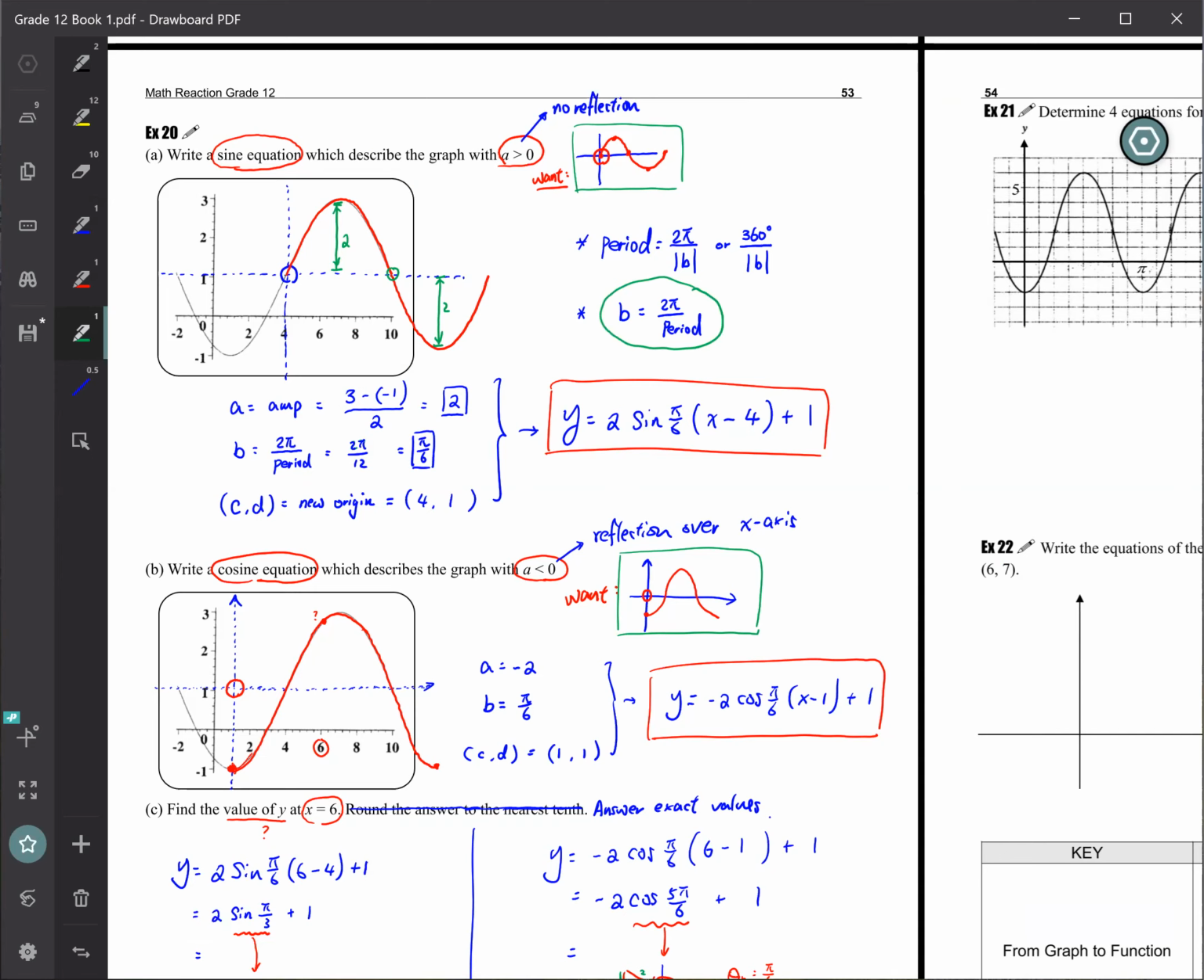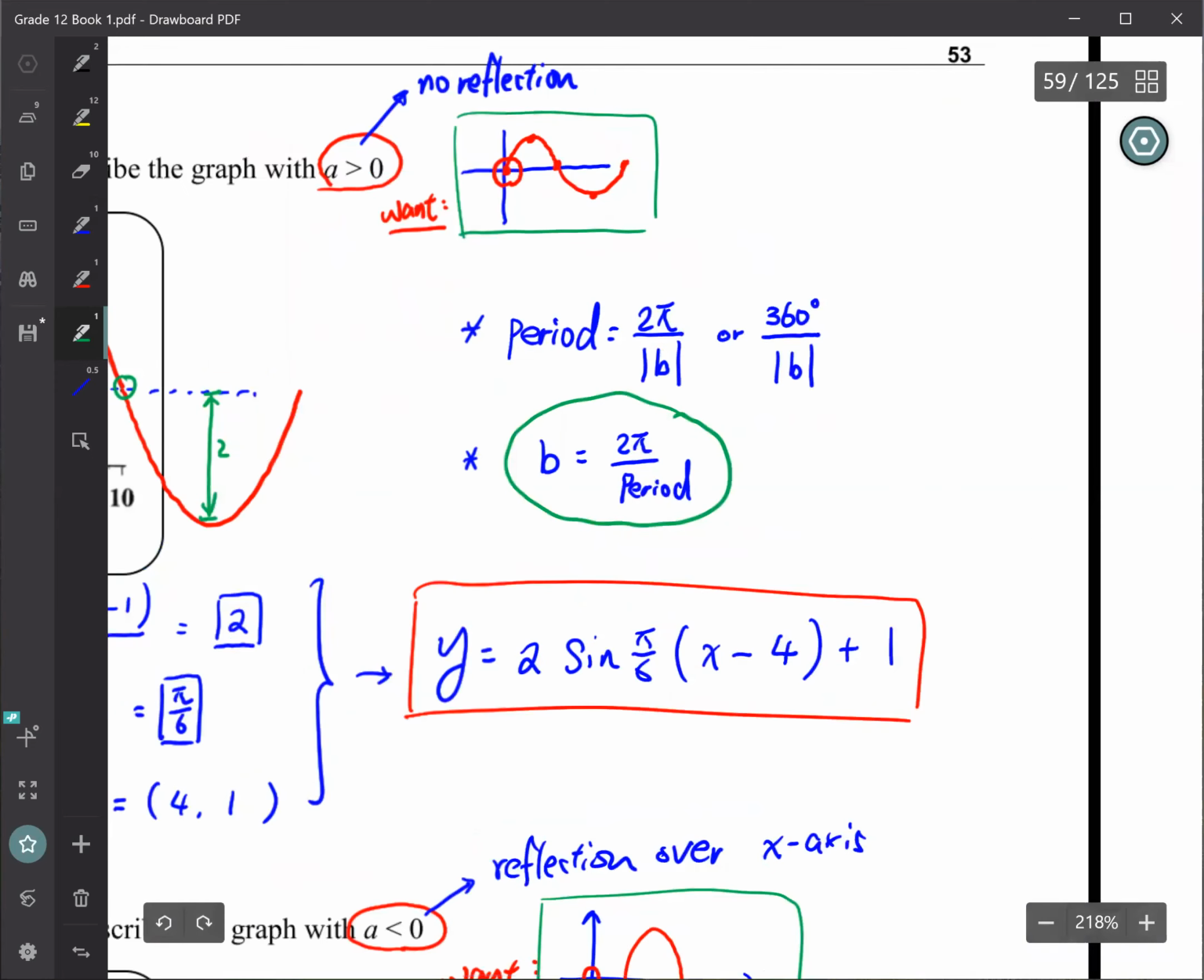B is 2 pi over period. But of course, it depends, right? If it's in degrees, then you will use 360 degrees divided by period. Okay, so make a note. 2 possibilities.